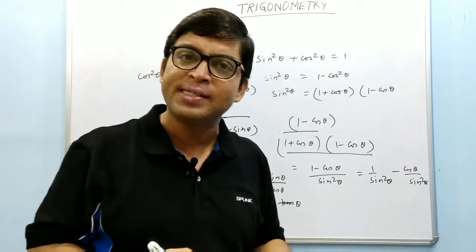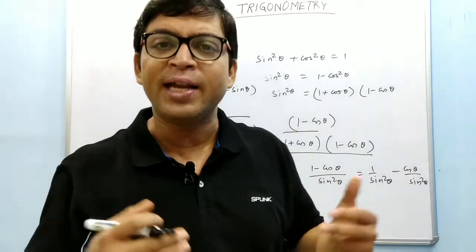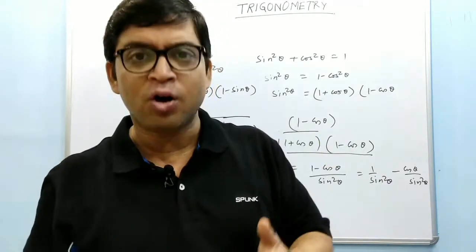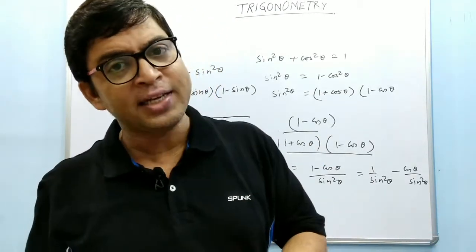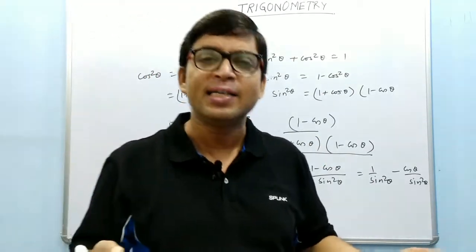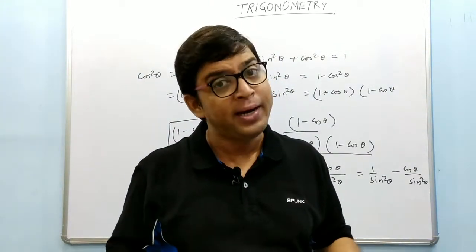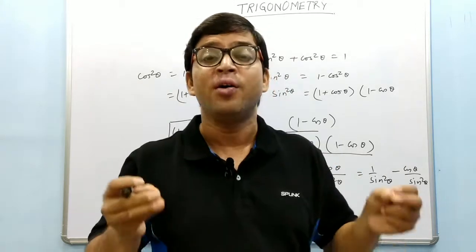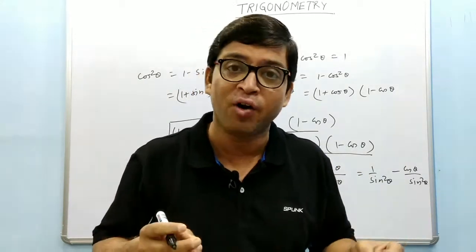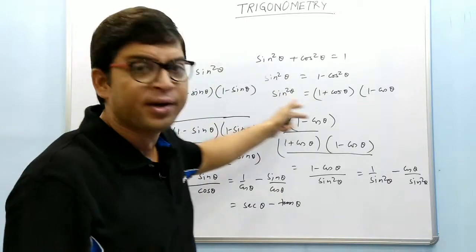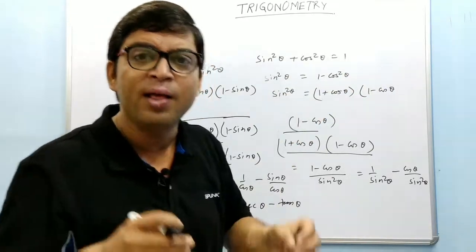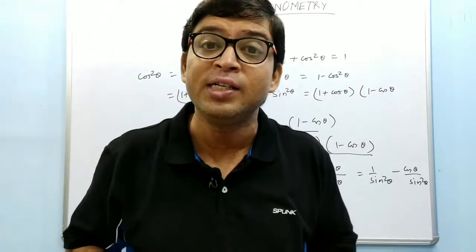We should know the basics. What is basic? 1 by sine is cosec, 1 by cos is sec, 1 by tan is cot, and tan theta is sin theta by cos theta, cot theta is cos theta by sin theta. Those things we have to keep in our brain all the time, and with a little bit of application of this formula, we can make things very simple.